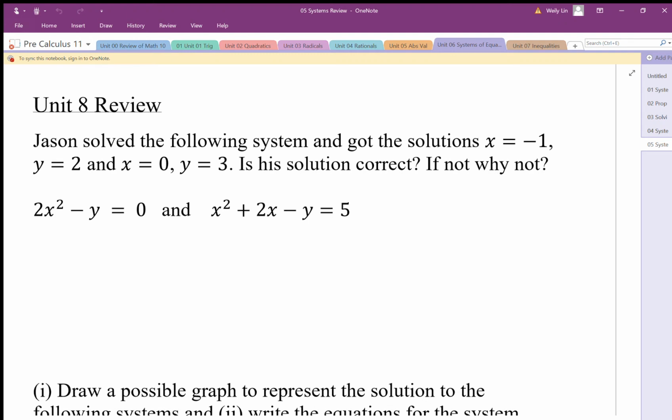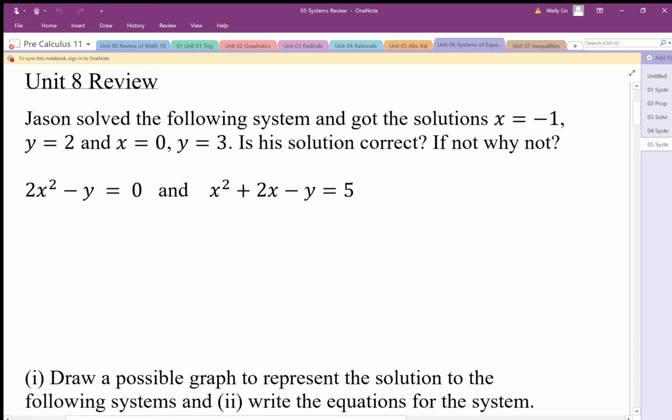So say Jason solved the following system and got the solutions x equals -1 and y equals 2, x equals 0 and y equals 3 for this system of equations. Is this solution correct? If not, why not? Okay, so how can we test this? Well, one way we could do this is we can graph. If we have to do this analytically though, we can just substitute in.